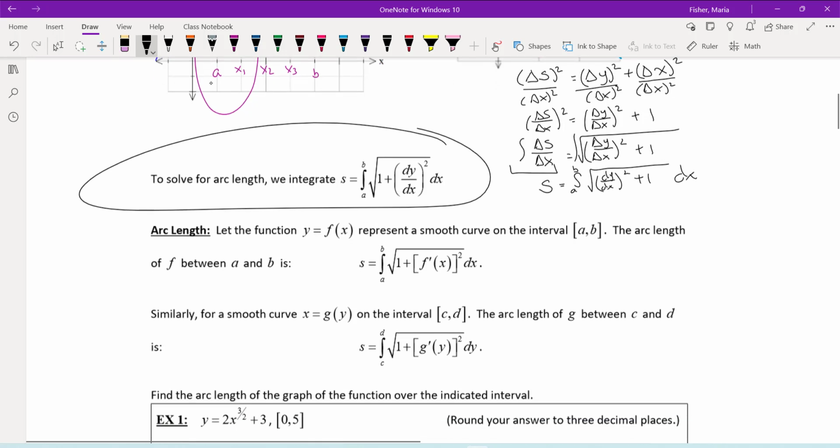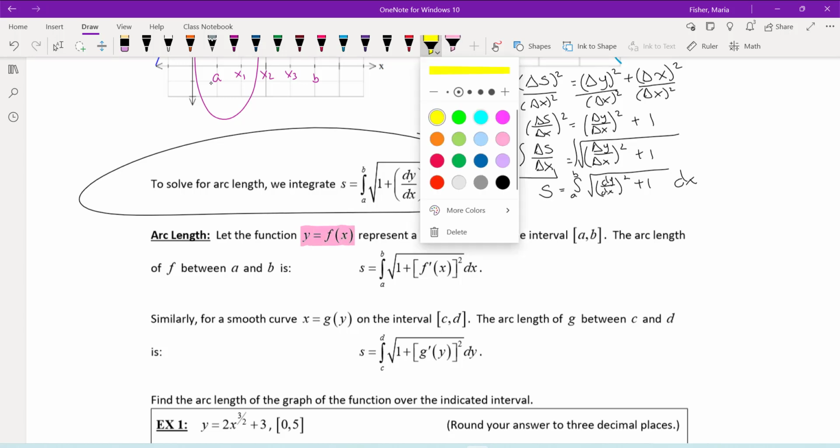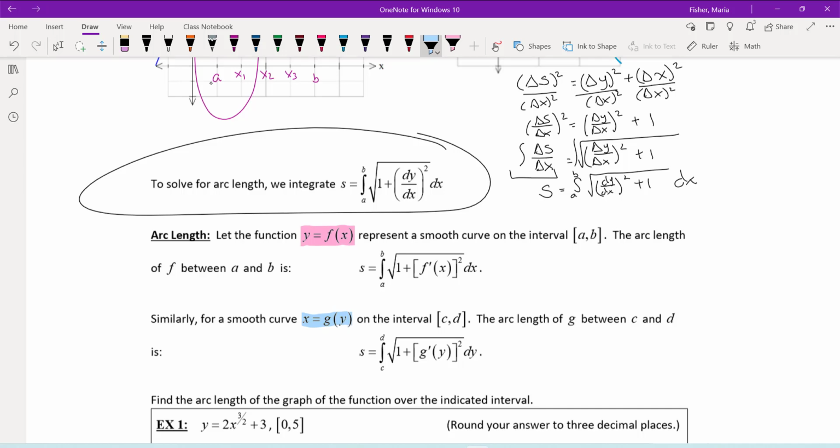We're going to look at two separate formulas for arc length. One of them when we're given y as a function of x, and the other one when we're given x as a function of y. If you're given y as a function of x, and that function is smooth on the interval from a to b, then we say that the arc length of f from a to b is little s equal to the integral from a to b of the square root of 1 plus f prime of x squared dx.